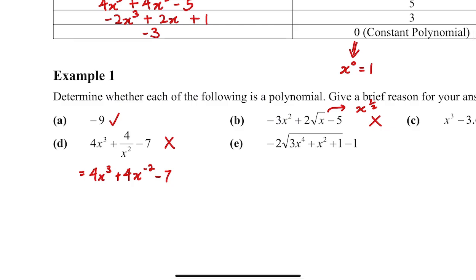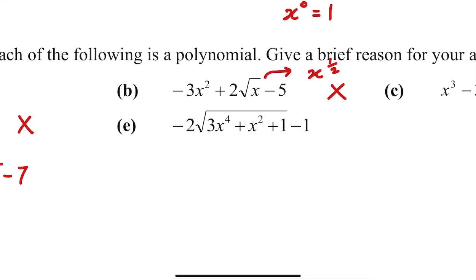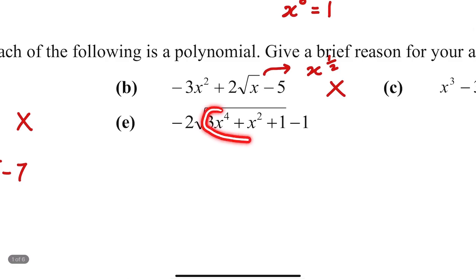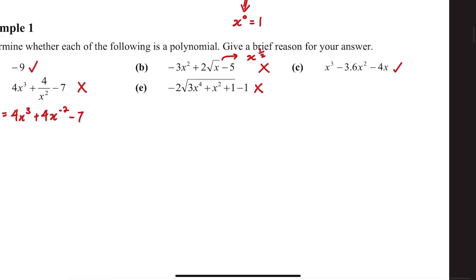And for part E over here, we note that this whole thing inside is a polynomial, but when I take the square root of this entire polynomial, it is not a polynomial anymore. So let's answer the question.